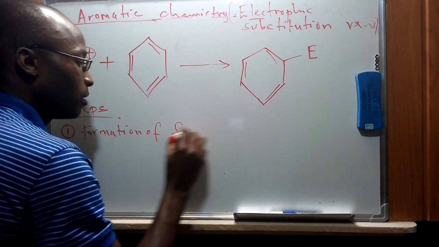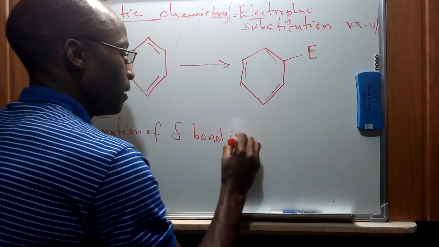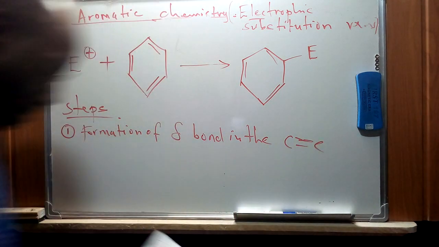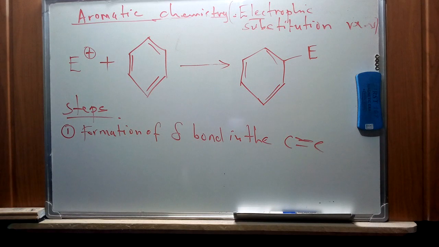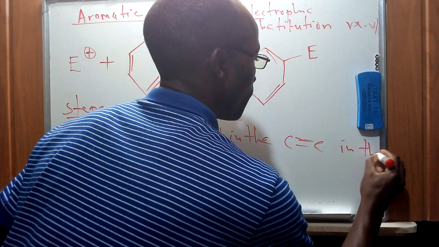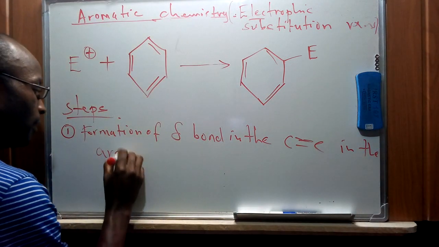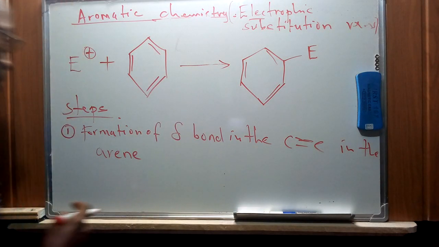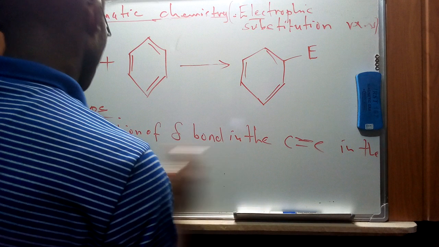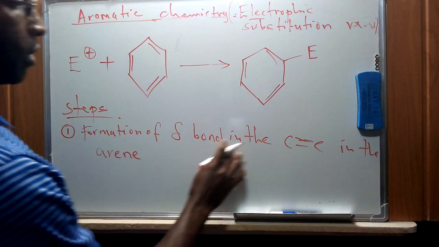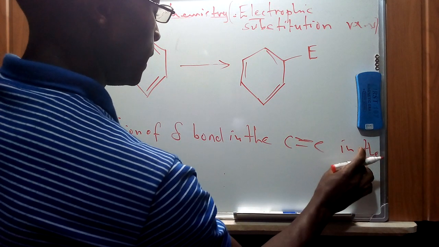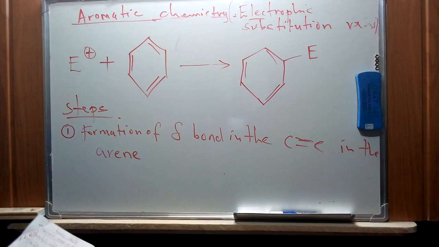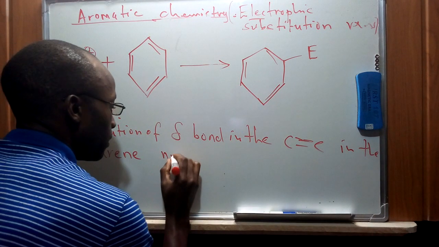So the first step dictates that there is a formation of a sigma bond in the carbon-carbon double bond in the arene. Arene, I said, is benzene, substituted benzene, and other similar compounds. So there's a formation of a sigma bond in this part of the arene molecule, which we are referring to as the arene nucleophile.